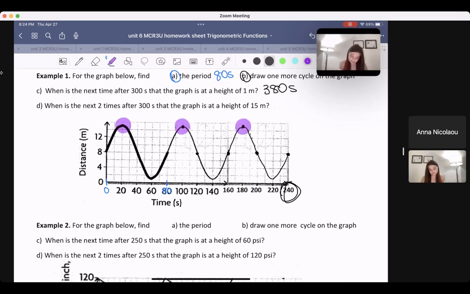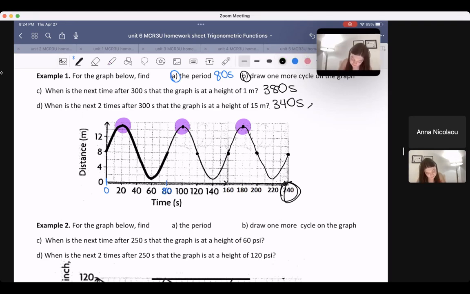So this happens after 20 seconds in the first cycle, which means that in the second cycle it would happen at the 100 mark, right? Because every 80 we get the same thing again. Then what's 100 plus 80? Well, that's 180, so that's when it would happen again. What's 180 plus 80? That is going to be 260. And then, okay, well, that's still not close to 300. So what's 260 plus 80? Well, that's going to be 340. So that's our first answer, 340.